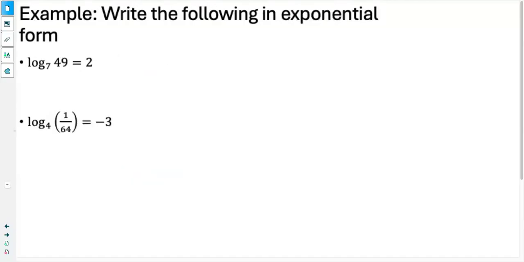Now we're going to go the opposite way. So write the following in exponential form. So we've got log base 7 of 49 equals 2. So like I mentioned, our bases essentially stay the same. We just switch what value we're equal to. So we've got 7 to the power of 2 equals 49. And if we have log base 4 of 1 over 64 equals negative 3, that just means 4 to negative 3 equals 1 over 64.